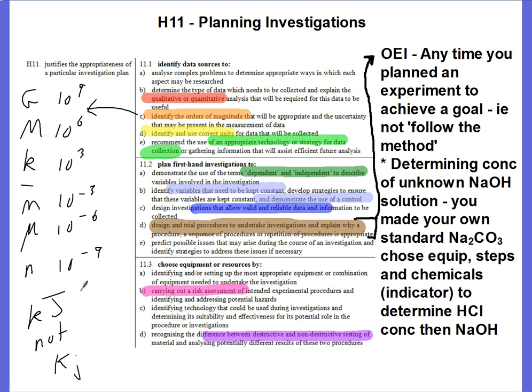Another little bugbear of mine is that when you're writing kilojoules, kilo is a lowercase k and joules is a capital J, so it's little k, big J. It's not the other way around. It's a very common mistake. It's very frustrating. Please don't do that.